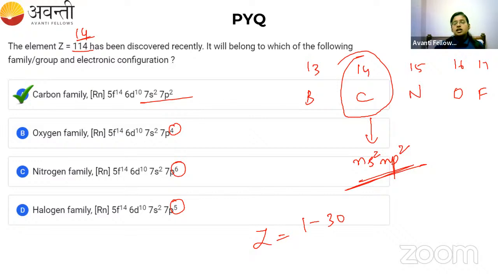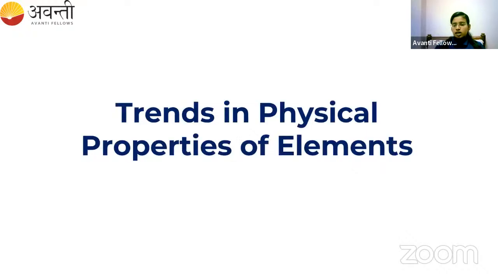So with this, the first half of the lesson, the classification of elements, is getting over. Now in the next slide, I'm going to move into the second half of the lesson, which is the trends in the properties of elements. We have two kinds of properties: physical properties and chemical properties. First, let's discuss the physical properties and their trends. Then we will go ahead with the chemical properties.